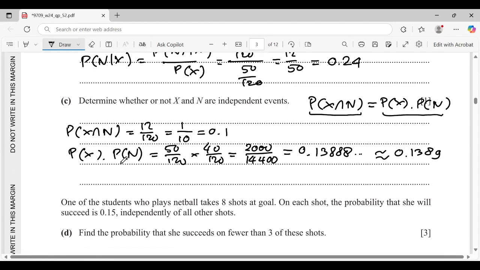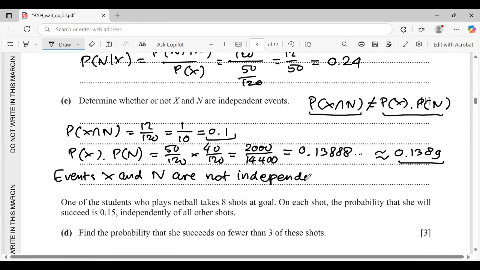So if you compare this result, 0.1, and this one, 0.1389, we can state that the probability of X intersection N does not equal the probability of X times the probability of N. So it means the events X and N are not independent, because the result is different.